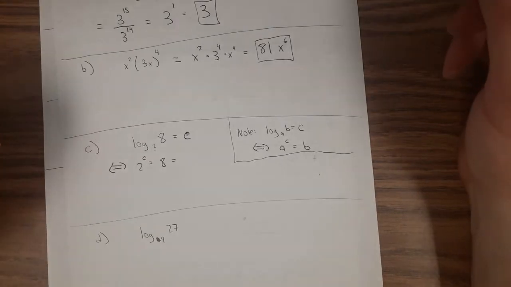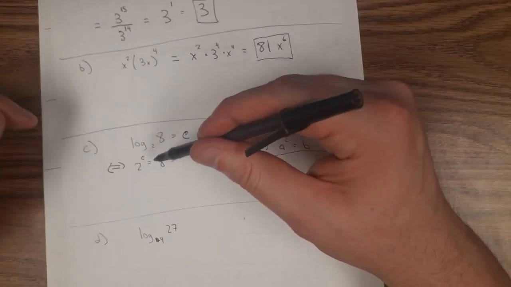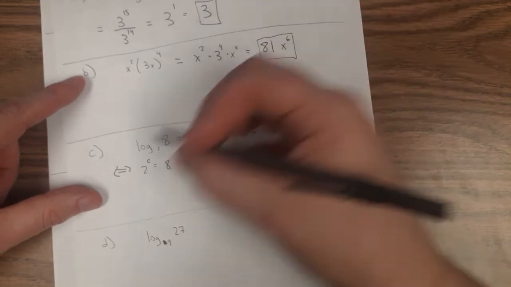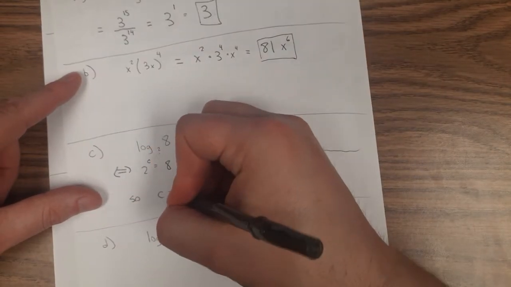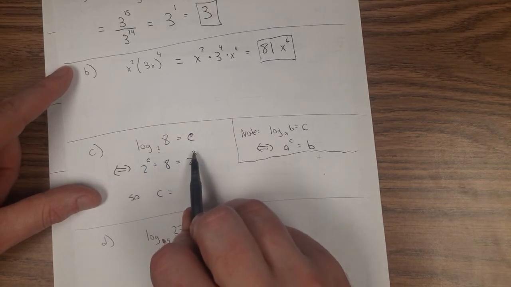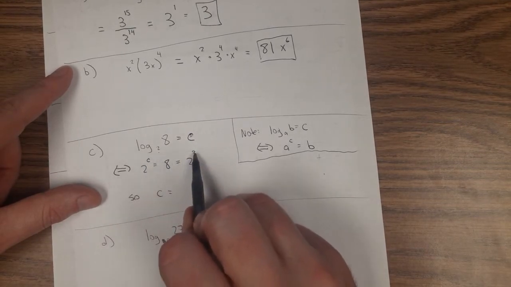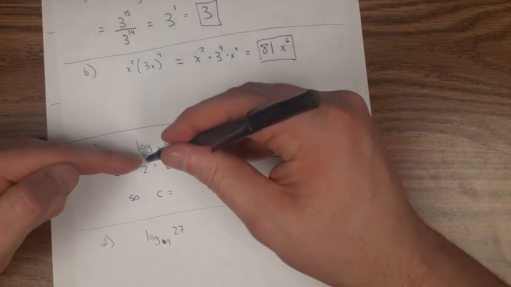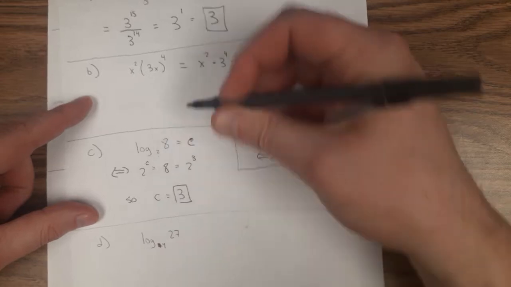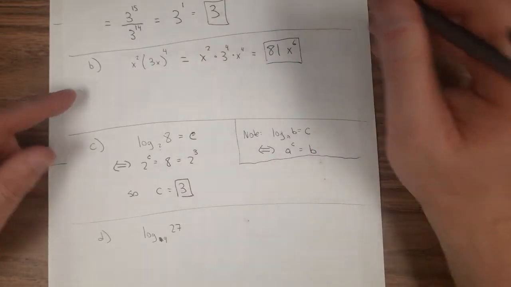And now you want to look for a common base. Of course, 8 is a power of 2. 8 is 2 cubed. And now you can just match the c, because you have 2 to a power equals 2 to another power. You can just match the c to this power. So the log base 2 of 8 is 3.